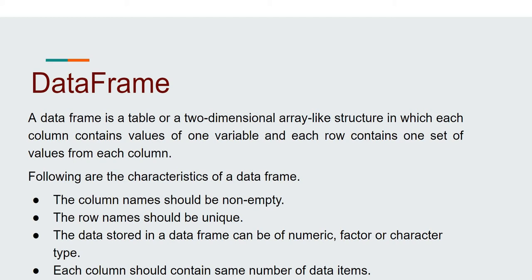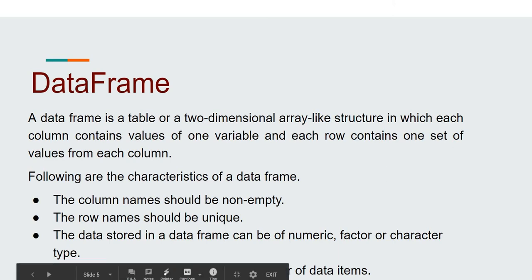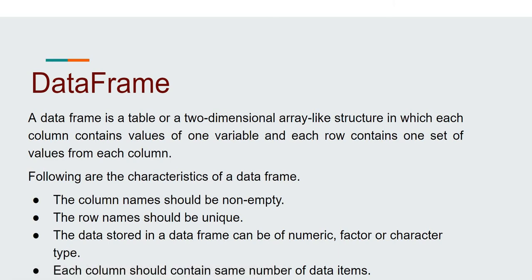Some of the features of data frames are: the column name should not be empty, column name should be there. The row name should be unique, meaning every value will be unique in a data frame. The data stored in a data frame can be of numeric, factor, or character type.